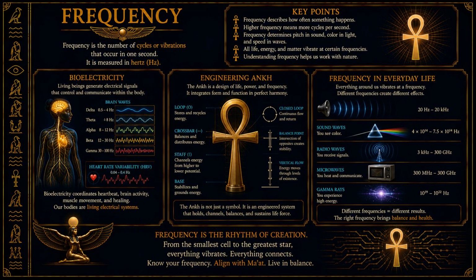Frequency measures how many complete cycles occur each second. Measured in hertz, frequency determines the behavior of alternating current, radio transmissions, sound, and light. Matching frequency allows systems to communicate and operate efficiently.